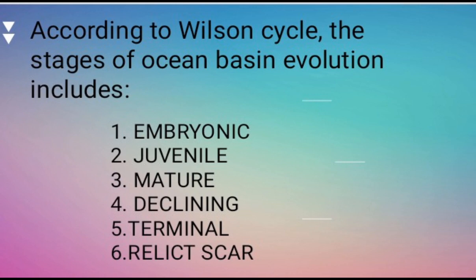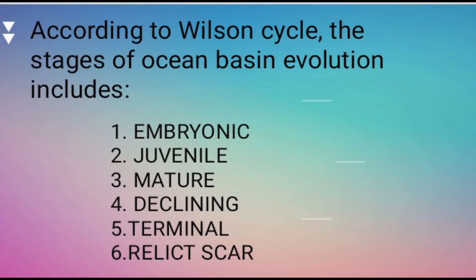Now let us find out how ocean basins evolved. Different ocean basins are distinct based on their stage of geological evolution. According to the Wilson cycle, the stages of ocean basin evolution include embryonic, juvenile, mature, declining, terminal, and relict scar. Stage 1 is embryonic, where continental rifting plays a key role in the formation of an ocean. The new basin will become part of the eventual continental shelf slope rise zone. An example of this is the Great Rift Valley in eastern Africa.